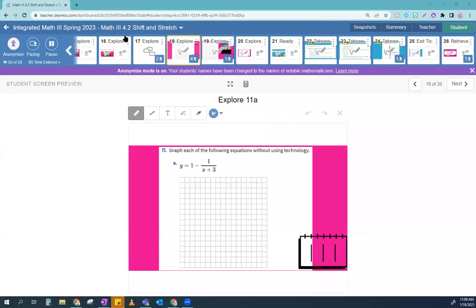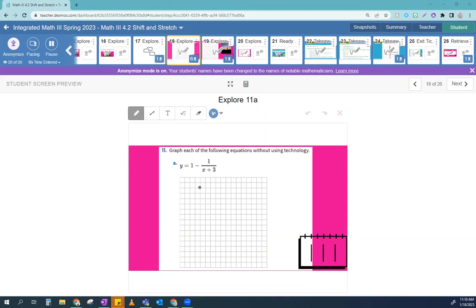Okay, so we're back in 4.2 and we're still talking about shifting and stretching of a rational function. And I looked at some of your answers. Some of you had not finished this. So in the chat, can you please tell me what any of these numbers do to your graph?